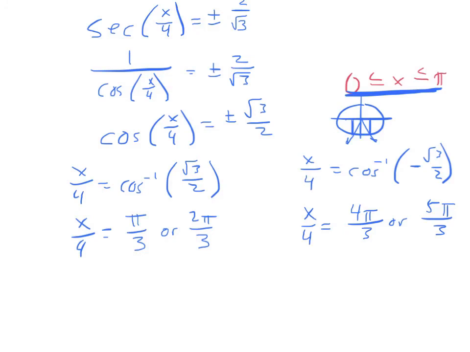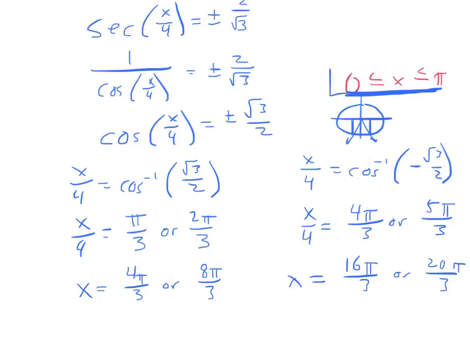Then the last step we have to take is we really need to isolate x, right? So when I multiply the 4 over, I end up with x being 4 pi over 3 or 8 pi over 3. And then over here, x being 16 pi over 3 or 20 pi over 3. And then remember that important note, we now need to look at our interval and see what fits. And the sad reality for this equation is that nothing fits. All of these are outside of that range, and that means that this equation has no solutions, right? So we would say something like, this equation has no solutions on the interval.